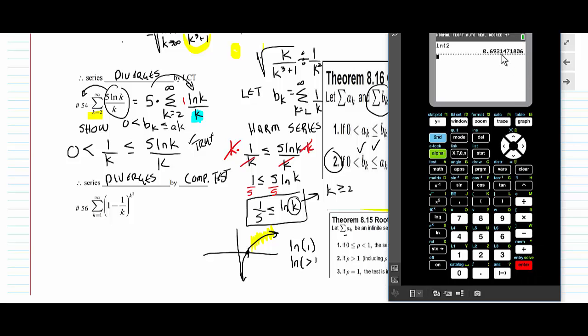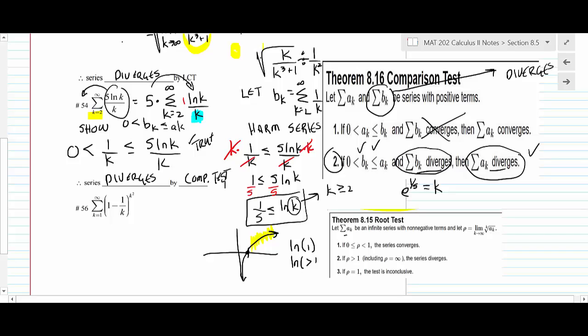Okay, you would have 0.69, right? Okay, what are you comparing it to? You're comparing that to 1/5. Okay, that does it right there. Okay, you can do that if you want to. Okay, does that make sense to everybody what I was trying to do with that?